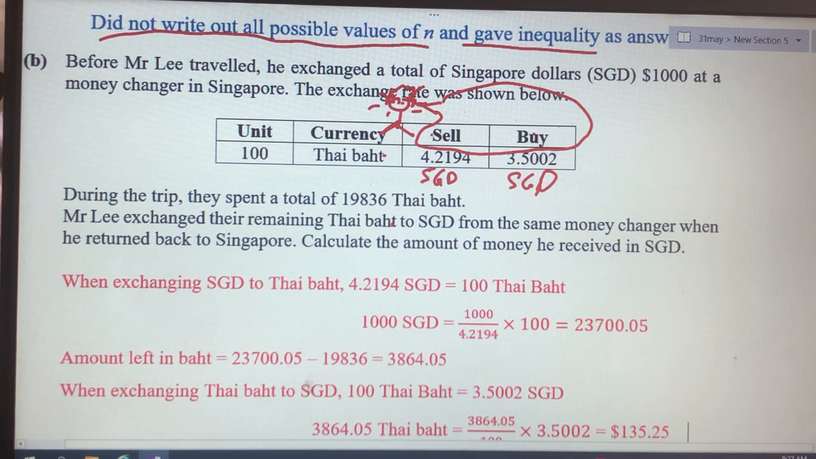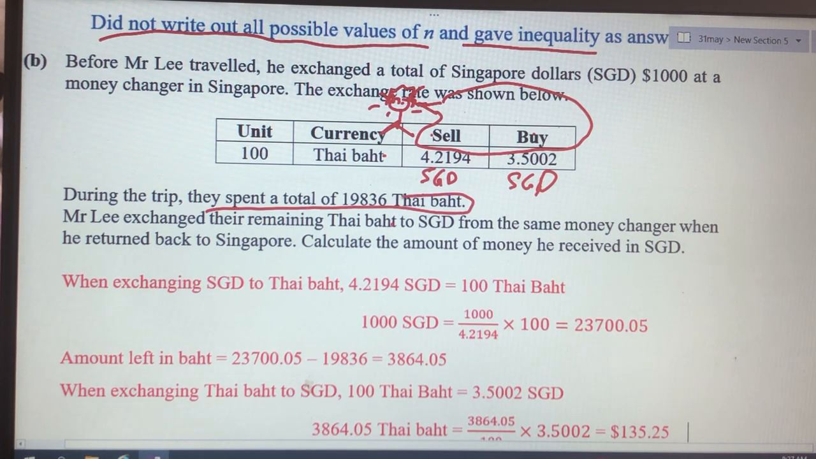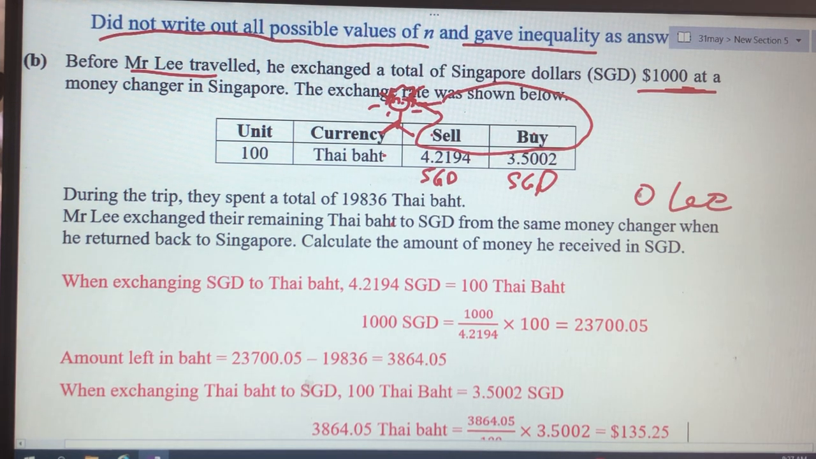So this money changer, they will say, okay? Then during the trip, they spend a total of this amount. He changed. Mr. Lee is not the money changer, okay? Mr. Lee so goes to the shop.